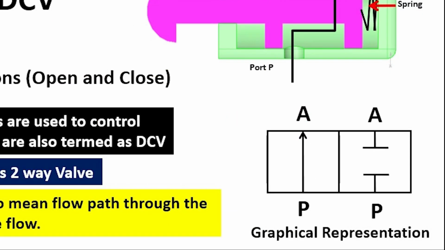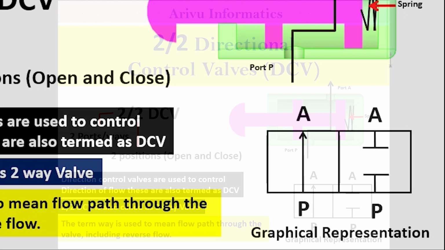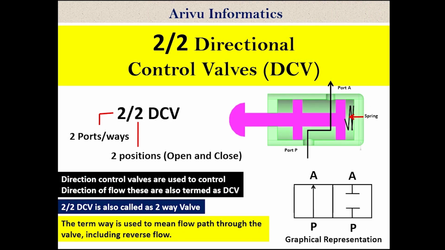On the right side you can see the graphical representation of the 2x2 DCV. It contains two blocks. Two blocks indicate the number of positions. The first left block indicates its open position, which means the liquid flows from port P to port A. In the second block, you can see that there is a disconnection from port P to port A, which means the condition of the valve is closed. Usually it is called normally closed valve because in the initial condition the valve is said to be closed.